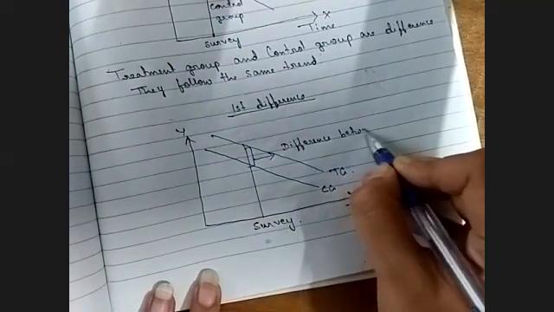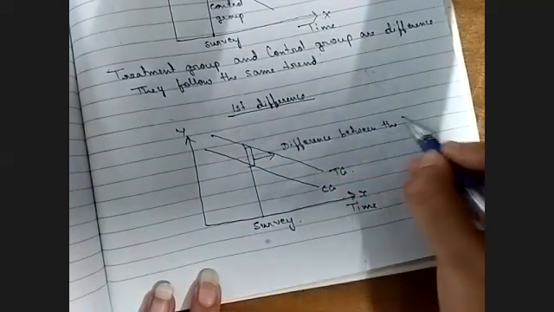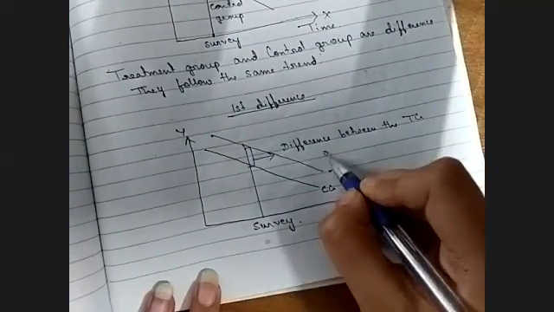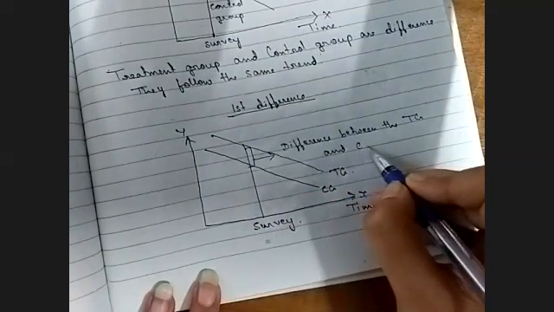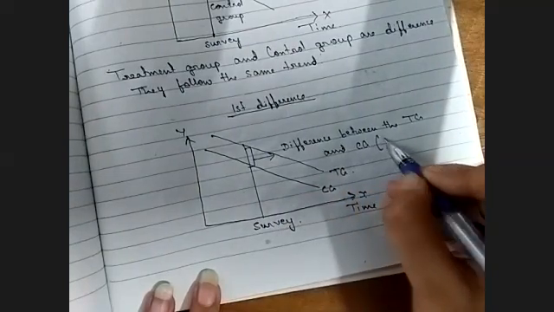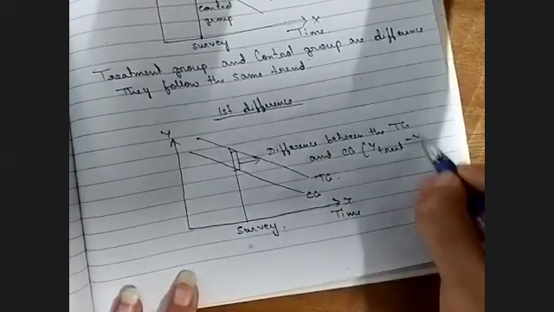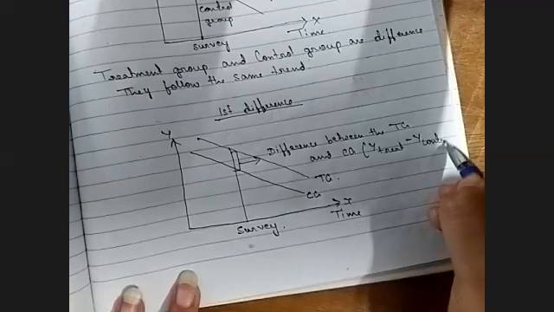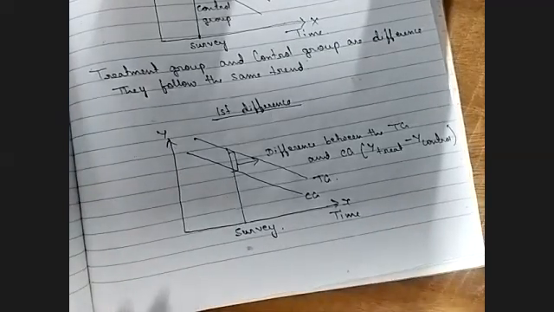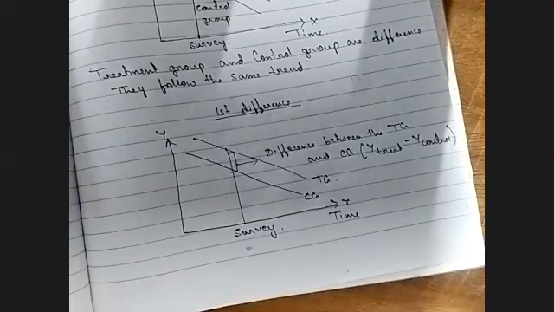Now this difference between the treatment group and control group is y treat minus y control. Now this is the first difference. Now what is the second difference? So here we will draw the second difference.